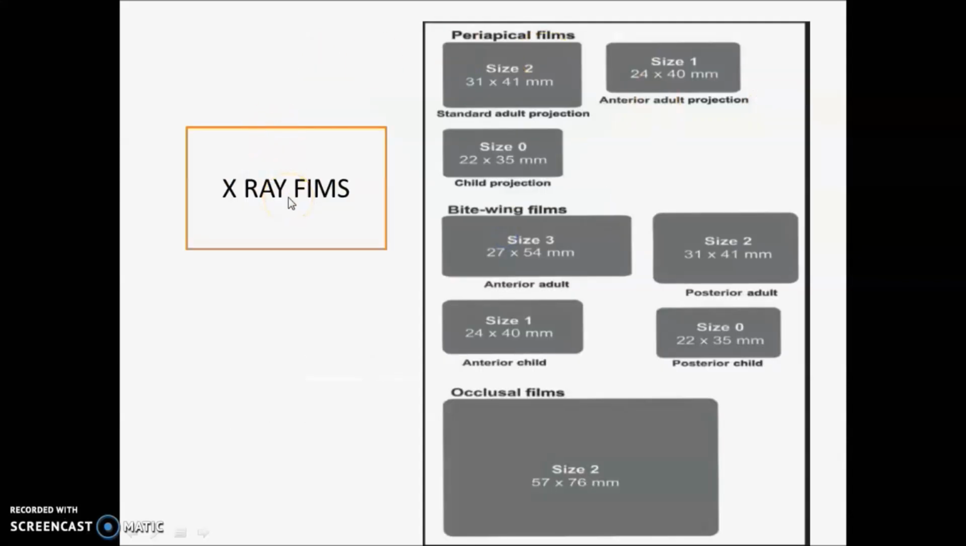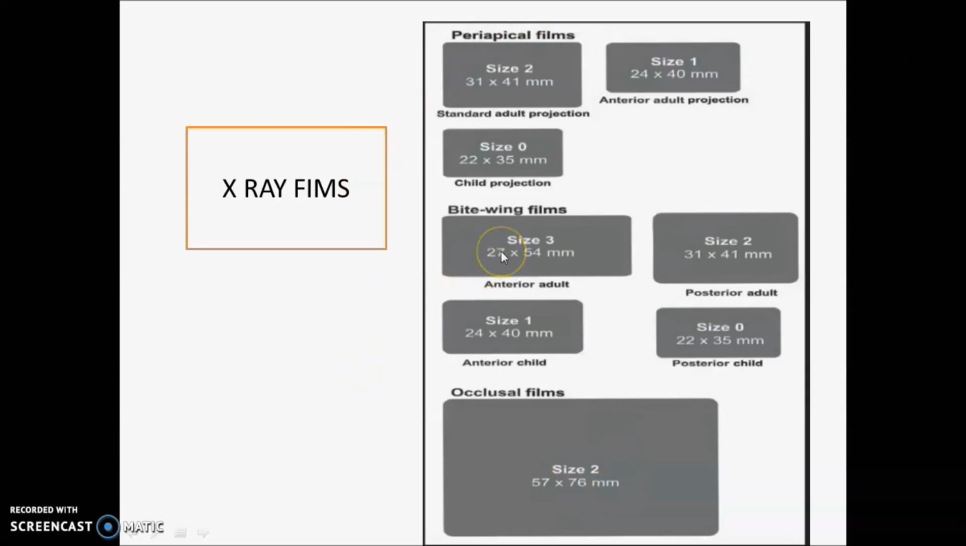Then we'll talk about a few X-ray films. So aspirants, we have 3 types of periapical films ranging from size 0 to size 2. Please note the value for each of them. Size 0 is 22 by 35 mm, size 1 is 24 by 40 mm, size 2 is 31 by 41 mm. And these are bitewing films. We have 4 types: size 0, 22 by 35, size 1, 24 by 40, size 3, 27 by 54, and size 2 is your 31 by 41. An occlusal film size 2 type is commonly used in our dentistry, that is 57 by 76 mm. So these are a few reviews of your X-ray film.